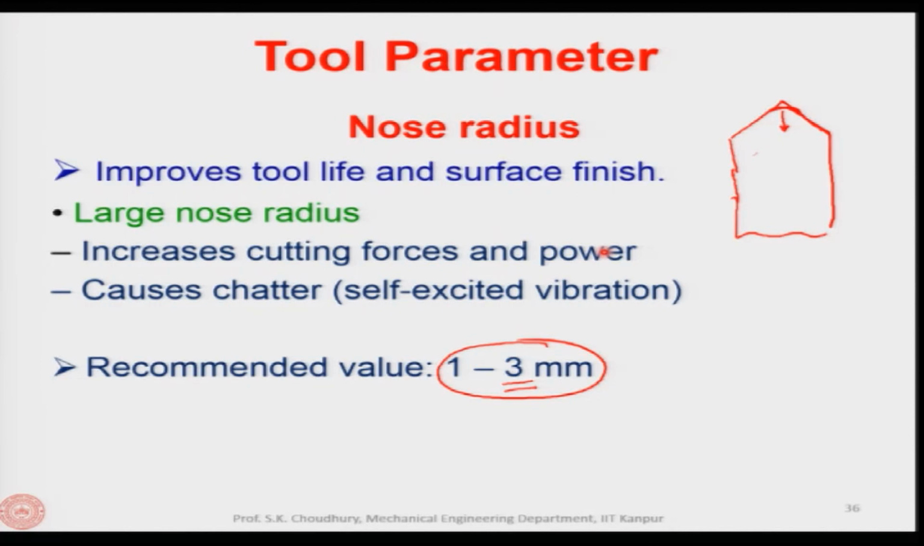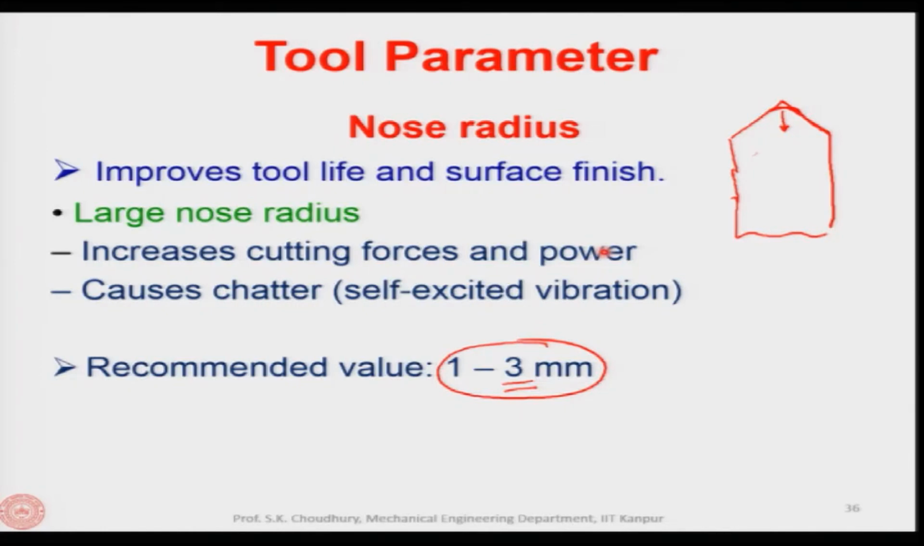A large nose radius increases cutting forces and power. I explained it to you because it will be rubbing and also it will have the chatter, self excited vibration. So, the recommended values are between 1 and 3 millimeter, as I said. So, these are the factors, that means the 3 sets of angles. Once again, this is the rake angle, flank angle and the cutting edge angles. These 3 sets of angles are very important to regulate and judiciously select their values, so that the surface finish can be better and less power can be consumed. I mean, in the process less force is applied.